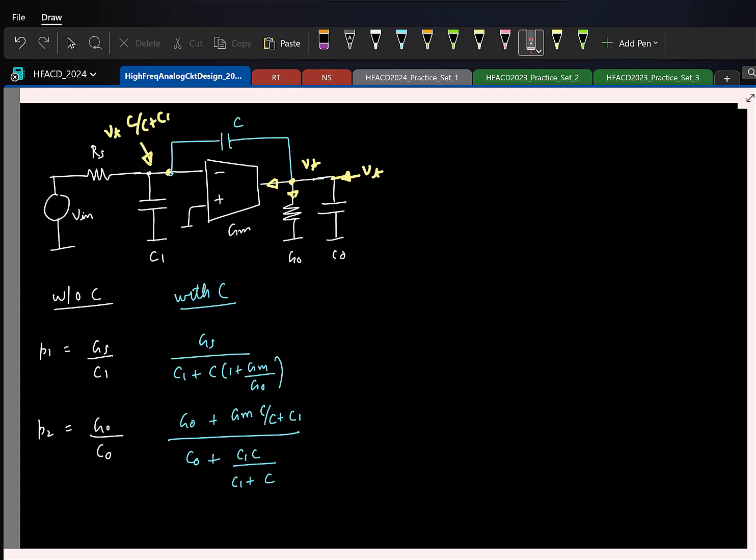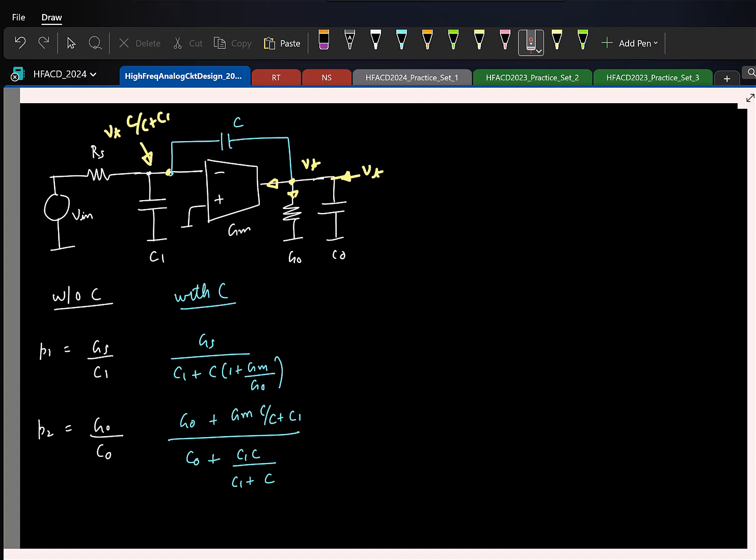Sir, when we neglect the feedback capacitor, can we comment on the P1, P2 value? I mean, when you don't consider C, they need not be so far apart. They might not be exactly at the same location. They'll be away, but it depends on how far away they are, right? Can you comment like P1 will be less or P2 will be?